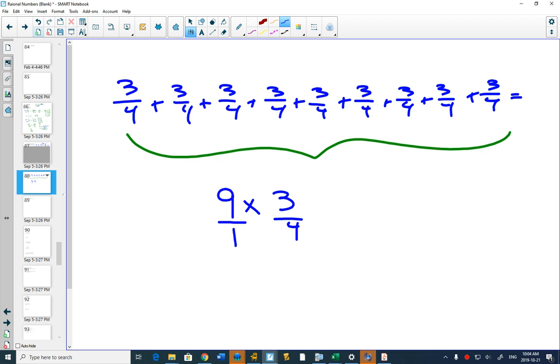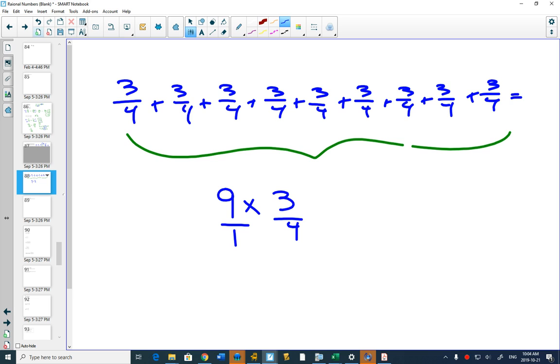Okay? This is important because this is a common mistake that students make. When they have 9 times 3/4, this is the mistake that they make. 9 times 3 is 27. 9 times 4 is 36. This is wrong. Can you see yourself making that mistake? Okay? You have to think that 9 is a fraction, 9/1.